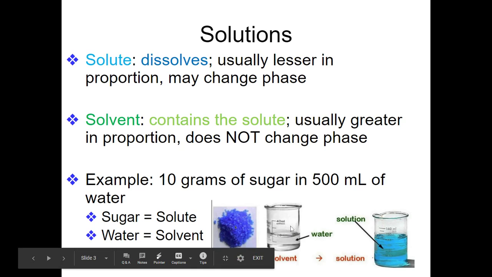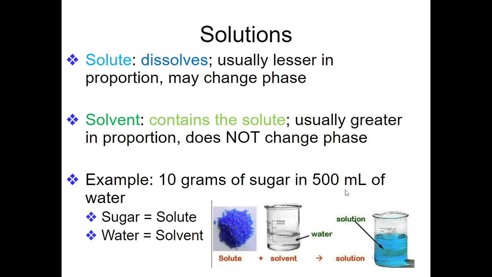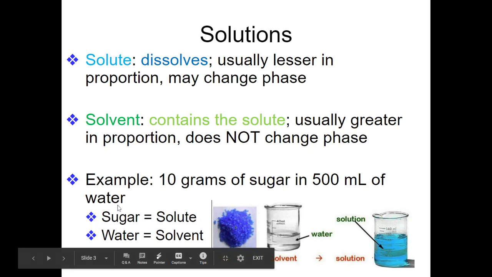All right, so here we see examples. So 10 grams of sugar and 500 mLs of water. Also, you notice that 500 is bigger than our 10. Typically, we'll see that our solvent is going to have a larger quantity than our solute. So 10 grams of sugar, which is the solute, will dissolve in 500 mLs of water, which is our solvent.